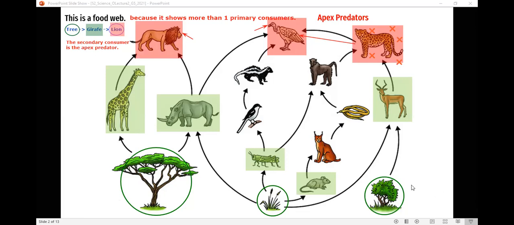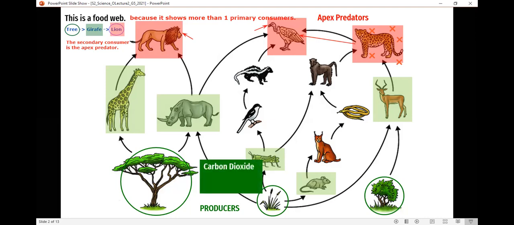You told me the food chain and food web start with producers. What's a producer? The producer is a green plant. It produces its own food. Bravo. What do green plants need to produce their own food? Water and sunlight energy.